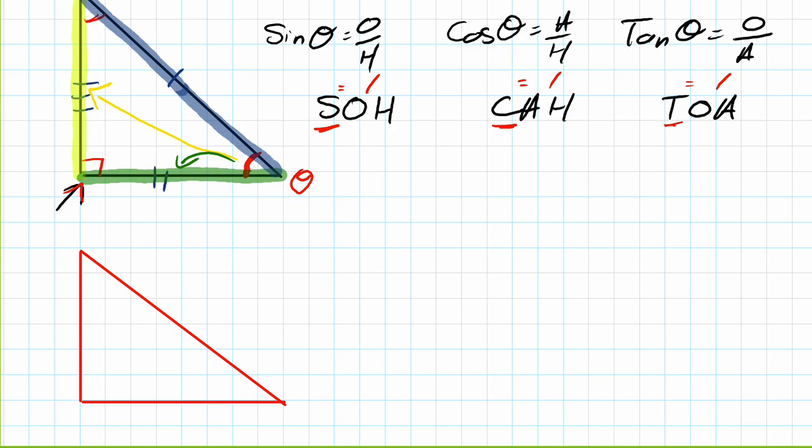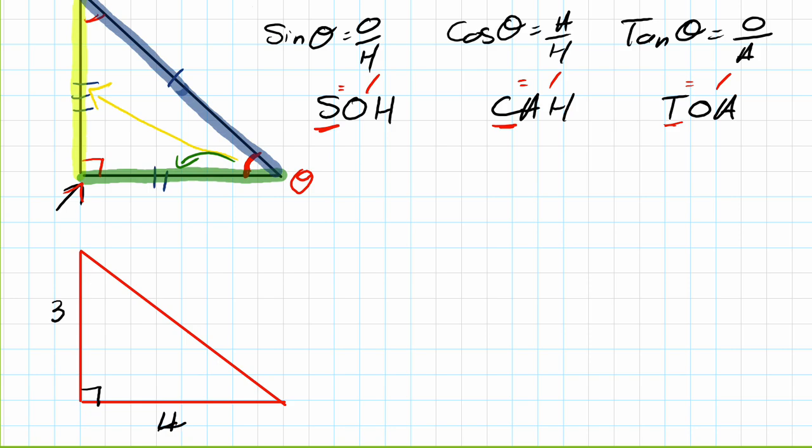Okay, and we're going to say that this is 90 degrees. And we'll say this side here is 3. And this side here is 4. Okay? And the rest will be unknown. We won't know anything else about this triangle.